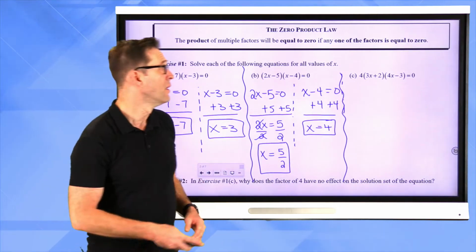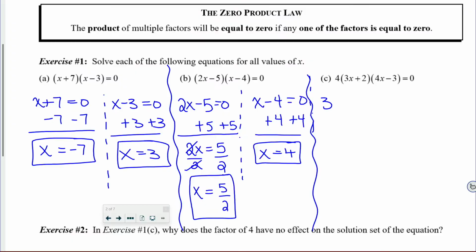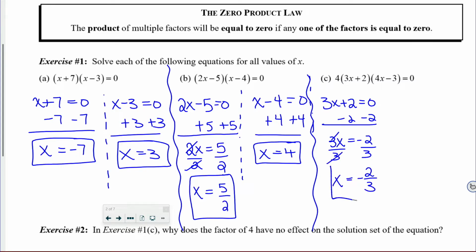All right, well, we can take our 3x plus 2 and set it equal to 0. Subtract 2 from both sides, we'll get 3x is equal to negative 2. And divide by 3 on both sides, and we'll get x equals negative 2/3. And another two-step equation, 4x minus 3 is equal to 0.